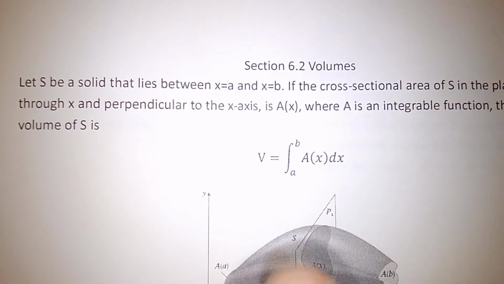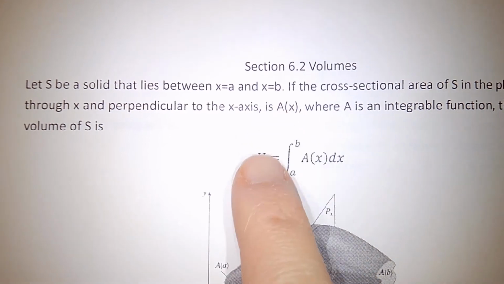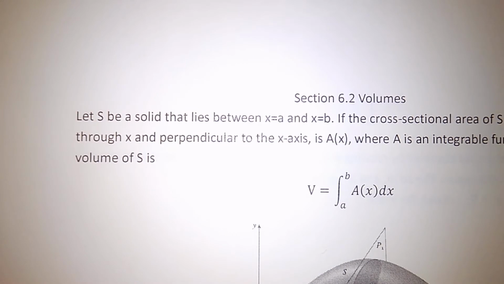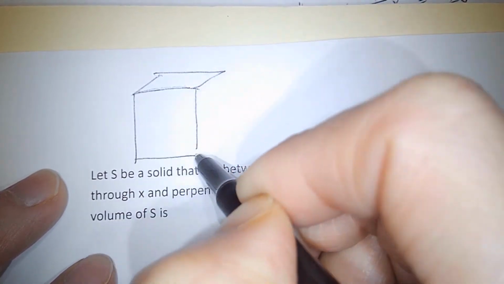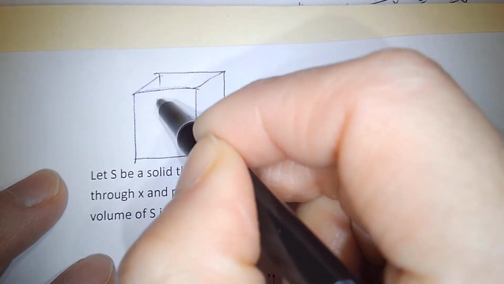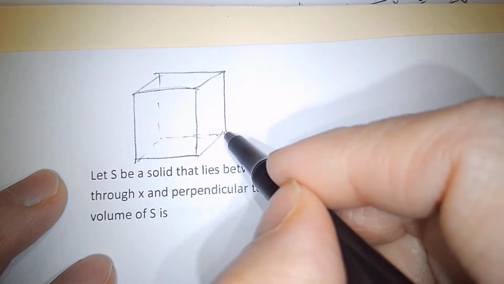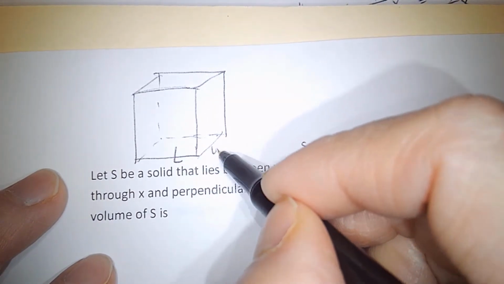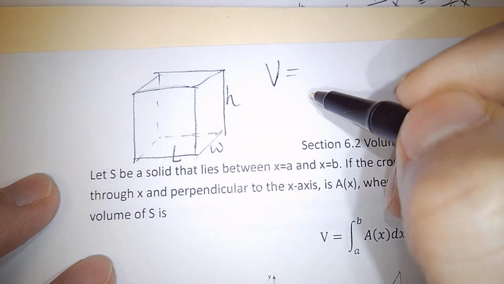Alright, so section 6.2, we're going to find the volumes. To find the volumes of a three-dimensional solid region, what formulas can you remember, for example, for a rectangular box? It may not be a square for the base; it may be a rectangle, with length, width, and height.